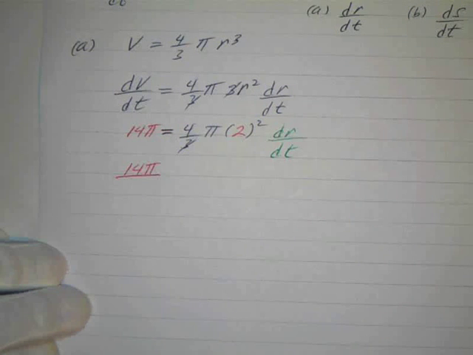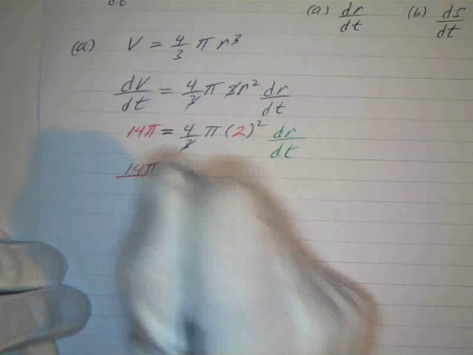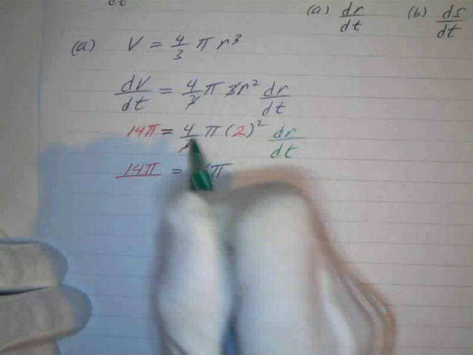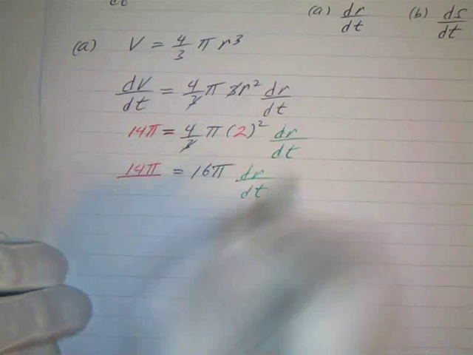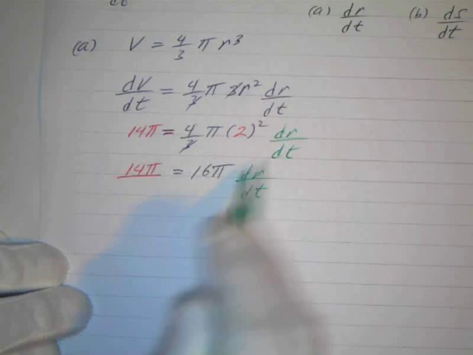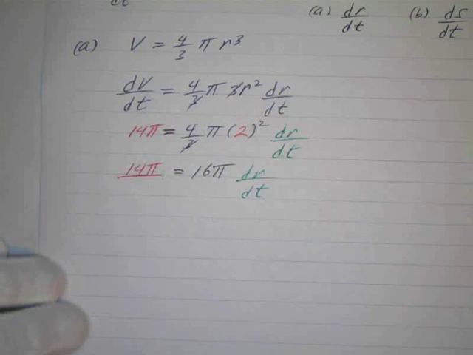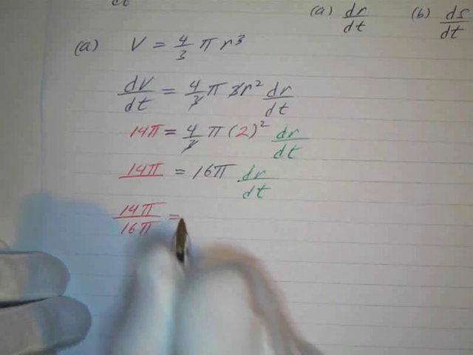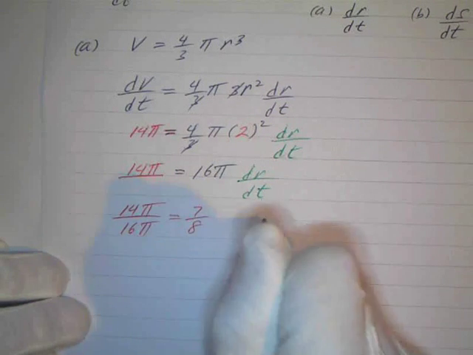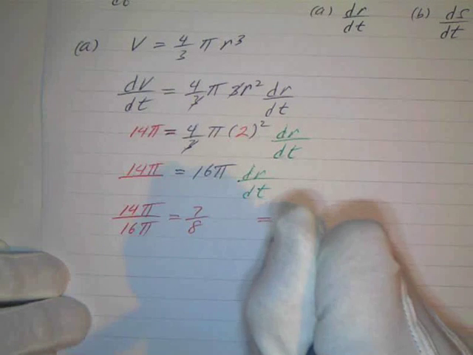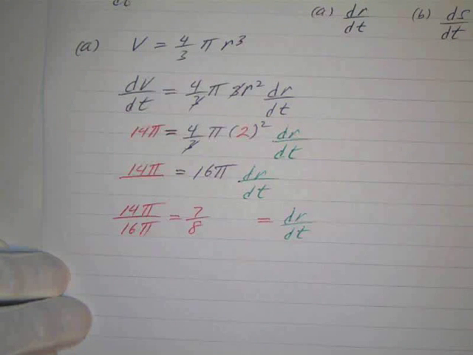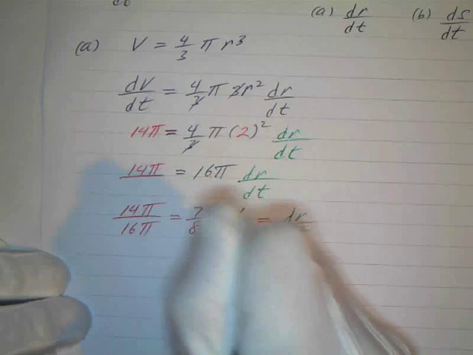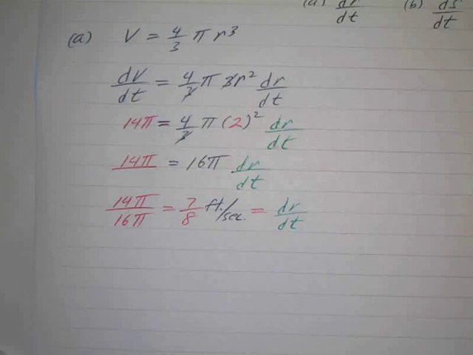I should probably write this out just in case. So 14 pi equals 4 times 4 is 16 pi dr/dt. Then I'll divide both sides by 16 pi. So I have 14 pi divided by 16 pi, and I can simplify that to 7 over 8, and that will equal dr/dt. My units will be feet per second. So there you go. That's pretty easy.